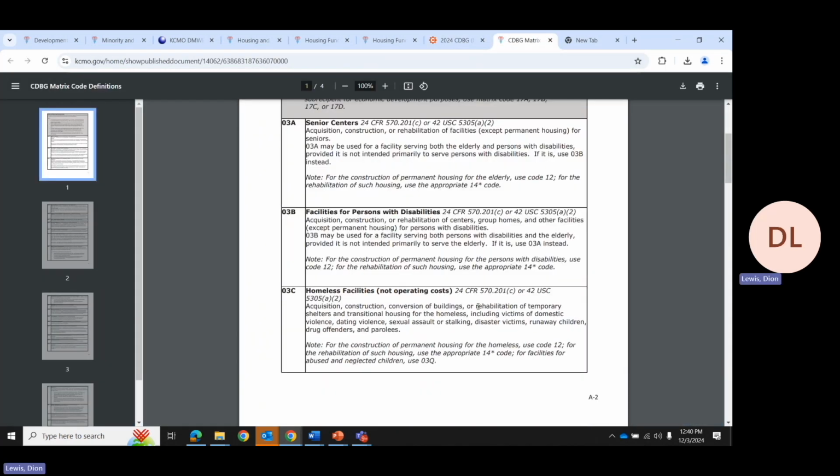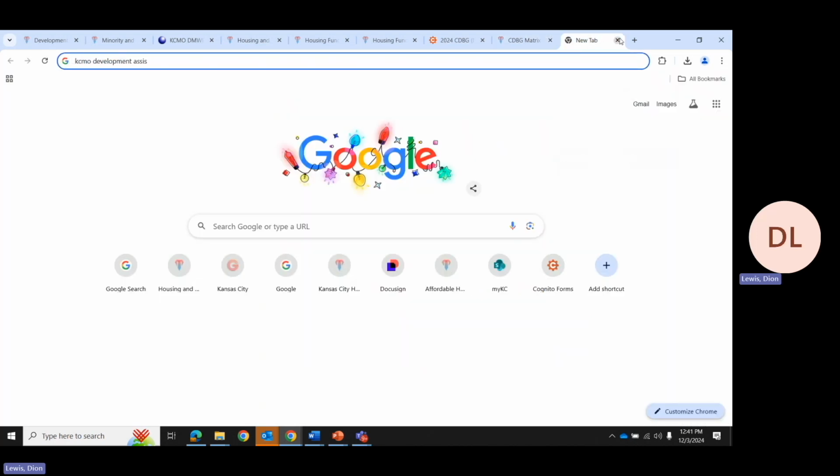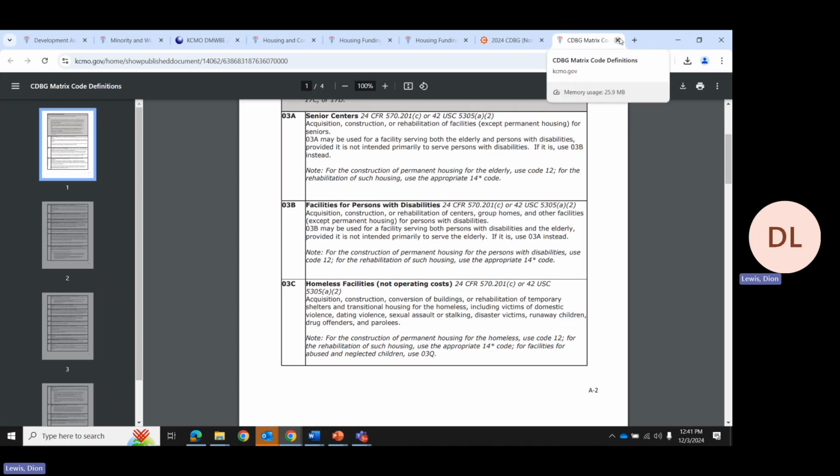Here's the list of the matrix codes in detail. So if anybody's confused about what, say, 03A senior centers is, it gives you a description of what that looks like. That way you're able to make the most sound decision in your application process. Worst case scenario, I have a point of contact that can be reached out to, which we'll get to through the rest of this presentation, and they will be able to assist.